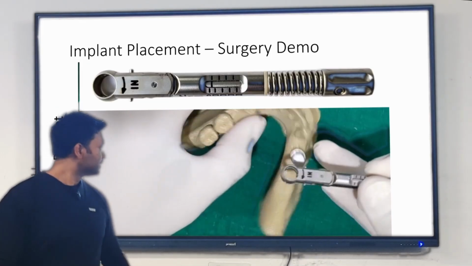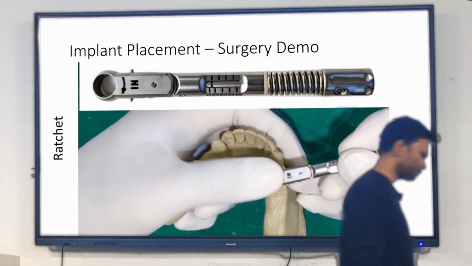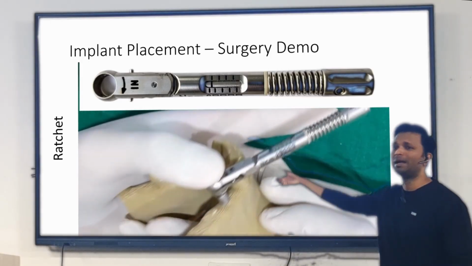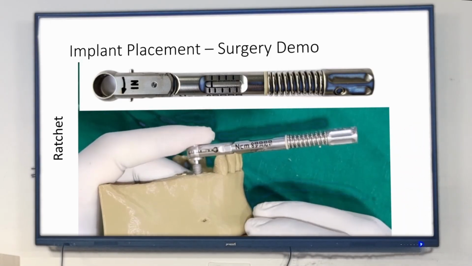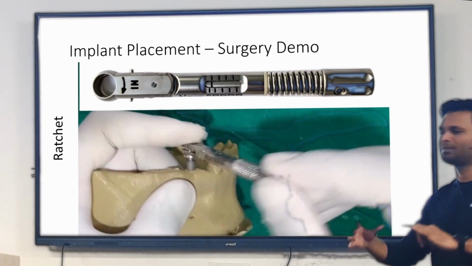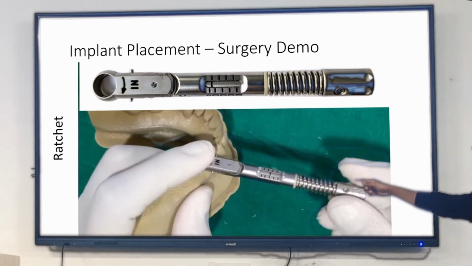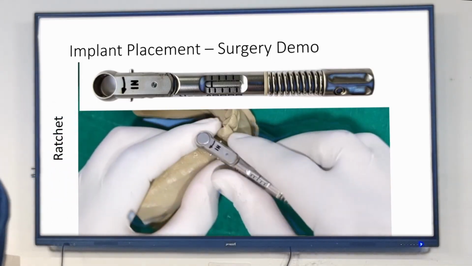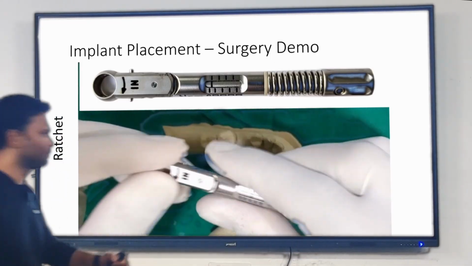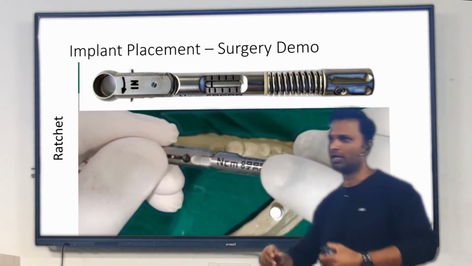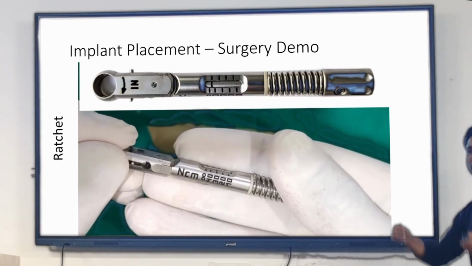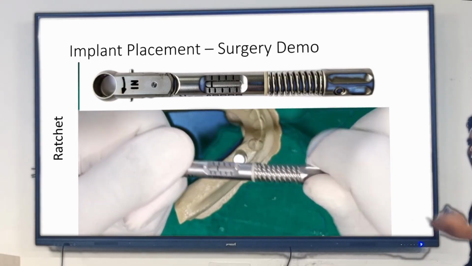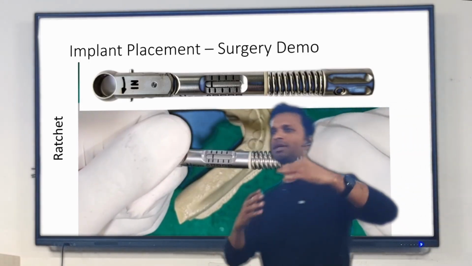Once this torque is reached, you're going to see this handle getting bent. That means that the 30 Newton centimeter torque has been achieved. Now at this point, if I want, I can tighten it. The handle has bent, still I can tighten it, but I need to know at what torque I am tightening. So I'm going to further increase the torque and then again attach it to the implant driver and then tighten it to know the exact torque at which I am tightening.